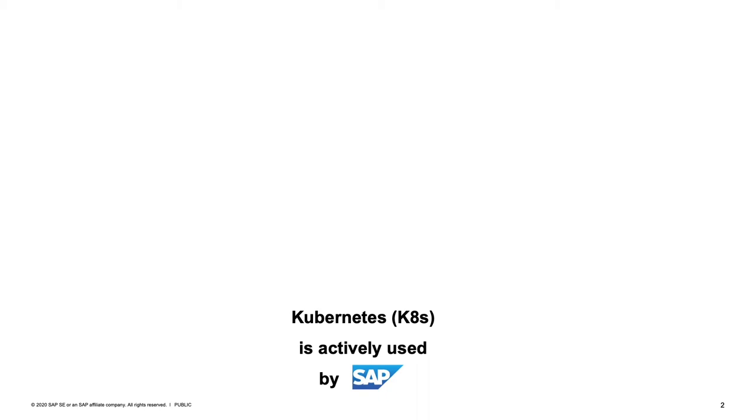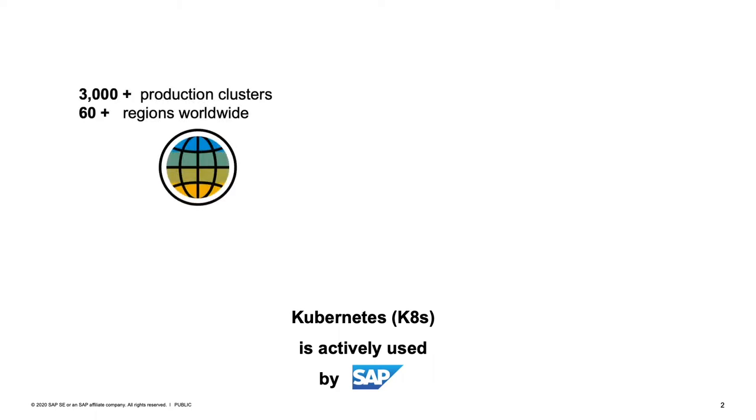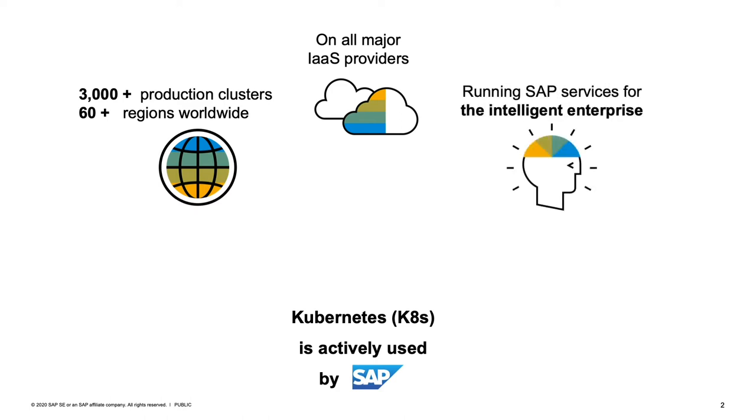At SAP, we are very actively using Kubernetes, and most of that is actually on Gardener. And we have an architectural guidance internally that demands that users go for Gardener and not for another Kubernetes implementation. So with Gardener, we're managing more than 3,000 production clusters across the globe in more than 60 regions on all major IaaS providers and also in private data centers and running services for the intelligent enterprise. So if you're using an SAP cloud service today, it's actually very likely that one of those services is running on a Kubernetes cluster managed by Gardener.